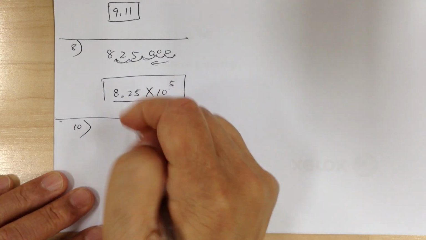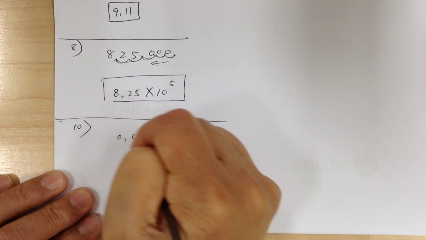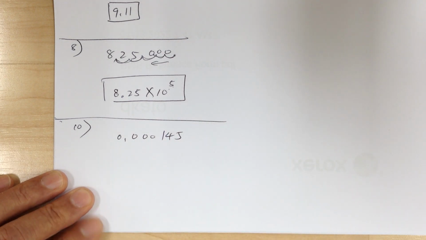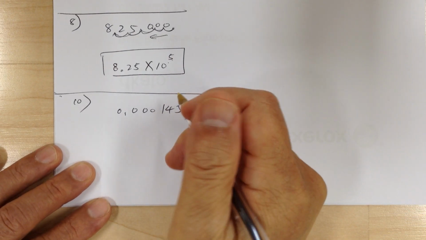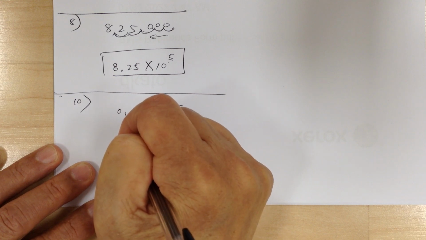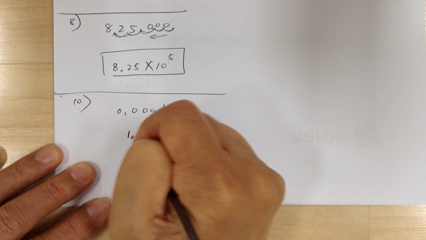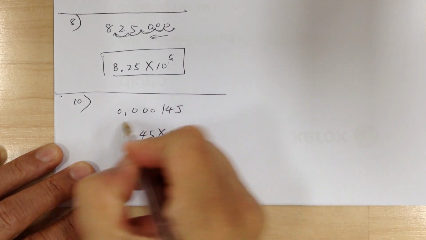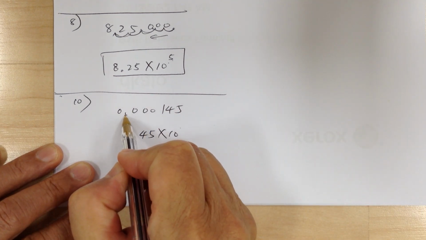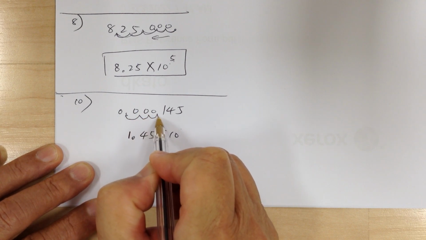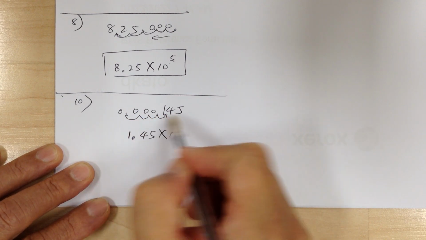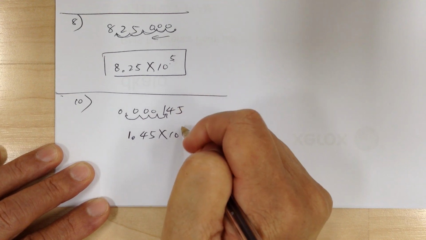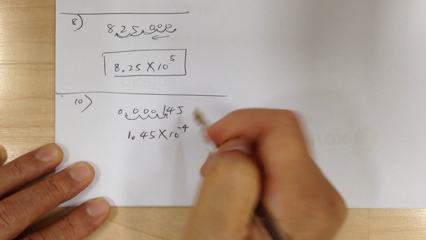Okay, for number 10, you have 0.000145. Okay, make sure. So again, to make it into scientific notation, right away you put it in standard form using a template. So it's going to be 1.45 times 10 to the something. Okay. So right now your decimal is over here. So you have to move over 1, 2, 3, 4. So you move over 4 places. Okay. So that means you have to go down by 4 places. So it'd be minus 4.